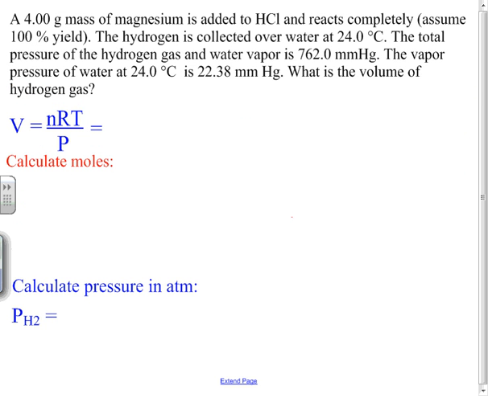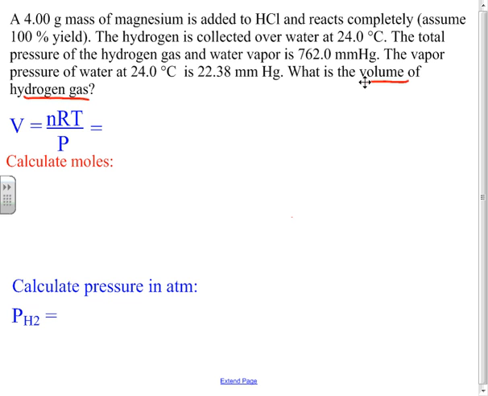Take a look at another problem. Here we're asked to solve for the volume of hydrogen gas. So the last part, what is the volume of the hydrogen gas? But we're given information about a reaction of magnesium and hydrochloric acid, and it's collected over water at 24 degrees Celsius. We're given a total pressure of the hydrogen gas and water vapor and a partial pressure of water vapor.